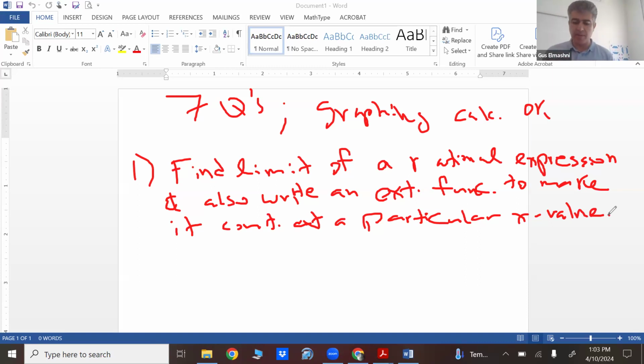Correct. If it's like 1/x, you can make an extended function. No, if it's 1/x, you can never make that continuous. You only do it when the point is removable. Yeah, exactly. It's an infinite discontinuity. You can't do that. Right, but if you're forcing it to be continuous at a particular x value, I'm not sure how you would make that. Yes.